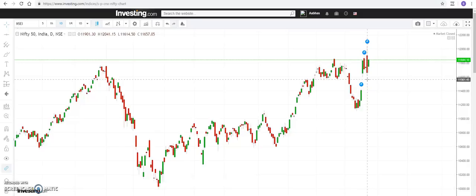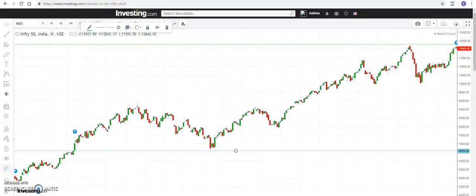And above the high. If this market touches this low, and it can touch at any given point of time, you can keep an eye on this low, 11614. You have a very good entry around these levels. Similarly, if the high gets breached, you can add on to your position. And this is a weekly chart where we have applied this strategy.